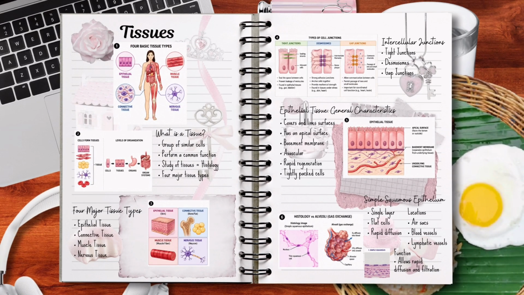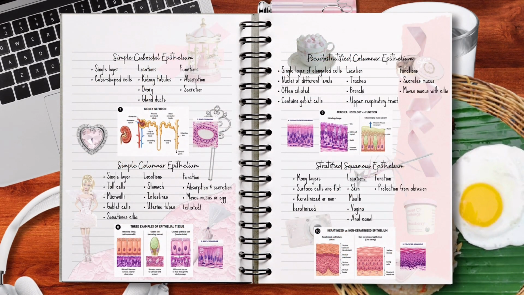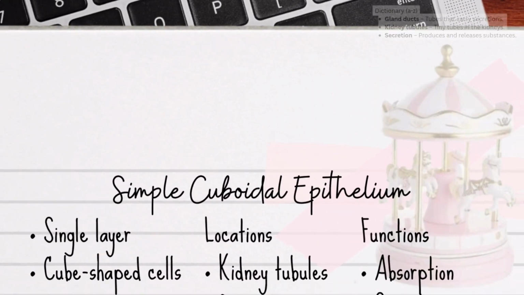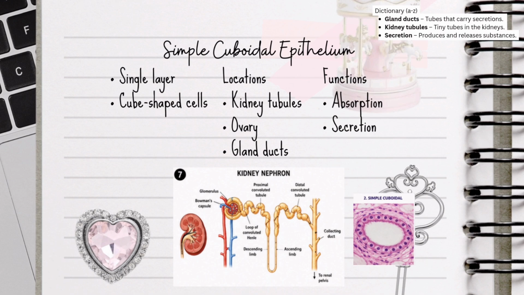But not all simple epithelia have the same job. Simple cuboidal epithelium is designed for absorption and secretion. Its cells are about as tall as they are wide, giving them a cube-like appearance.